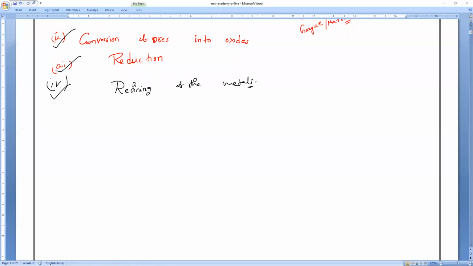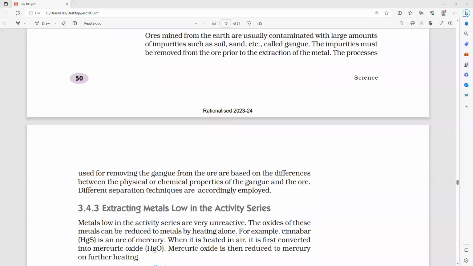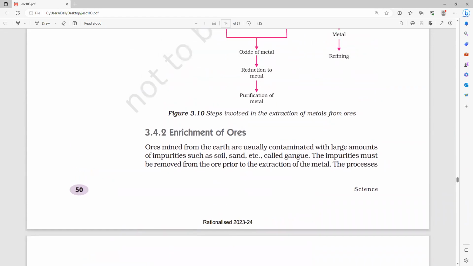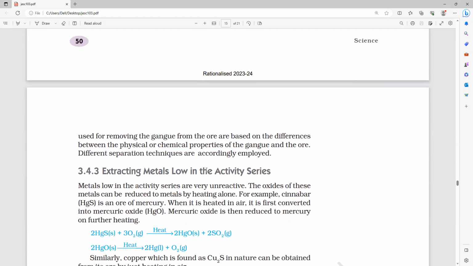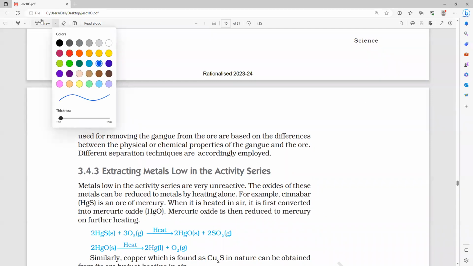Do you understand what I'm saying? It is based upon the physical and chemical properties of the, not the metal, but the what? Check it here: gangue or matrix. We use different separation techniques. So that is step 1, enrichment of ores. Is everybody understanding? I will say the names alone. You can remember what kind of ores, and what kind of names we will use. So all of you observe very carefully.